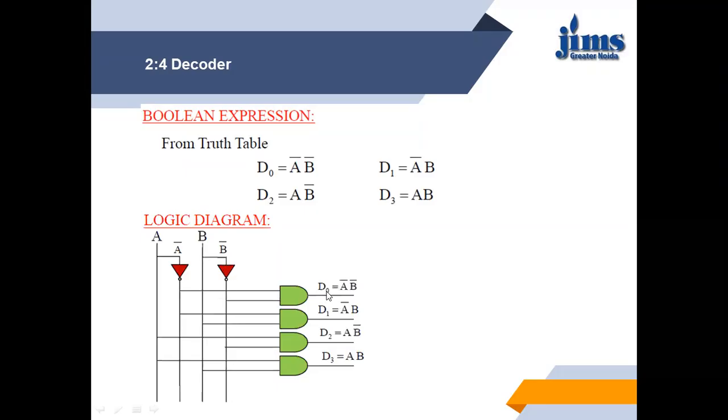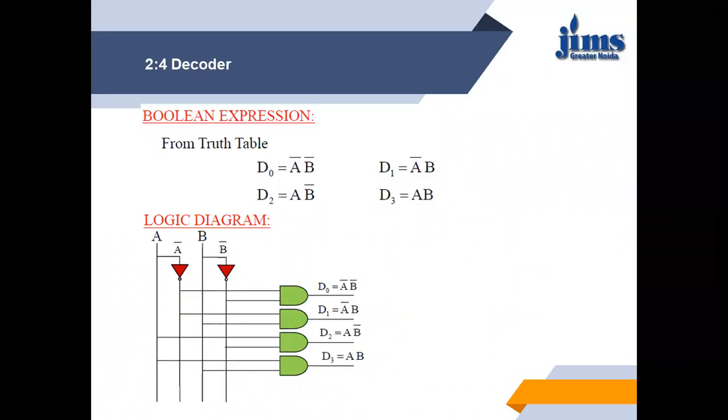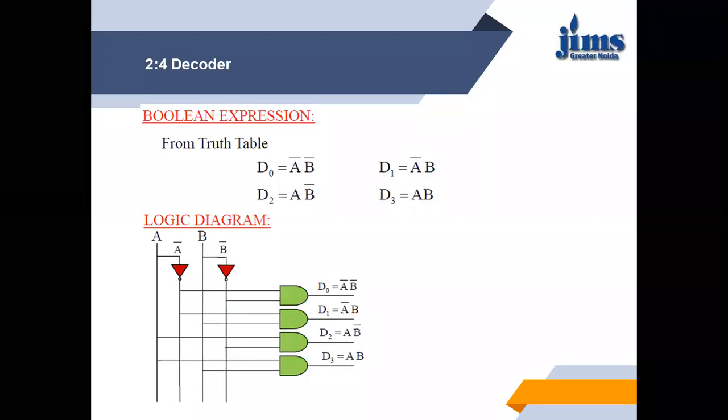Now the first is D0, D0 is A bar, B bar. So A bar comes from here, B bar comes from here. Then A bar and B, A, B bar, A and B. So this is the structure of a 2:4 decoder, how it is constructed. So whenever you are going to construct or discuss decoders, first of all write the truth table of that particular decoder, and keep in mind that at any time only one output will be 1 and the rest of the outputs will be 0.